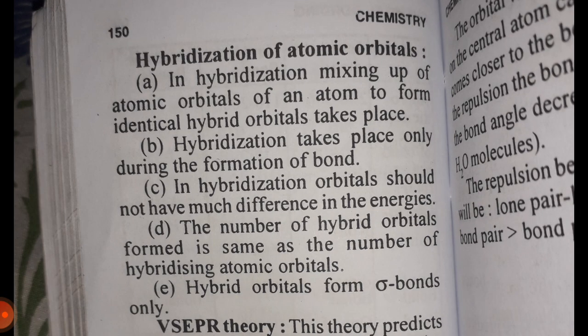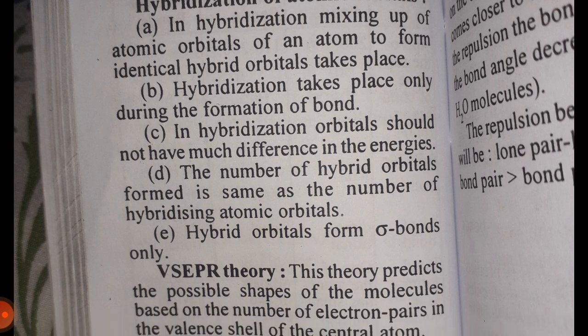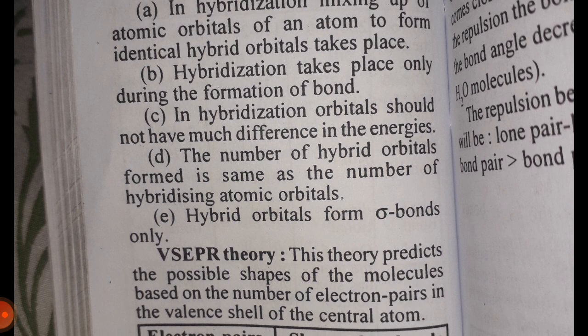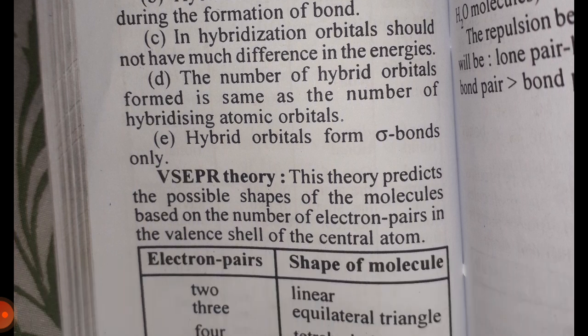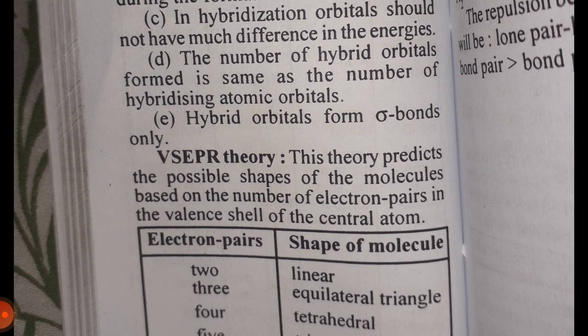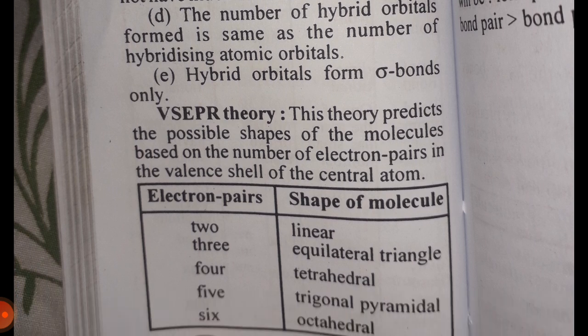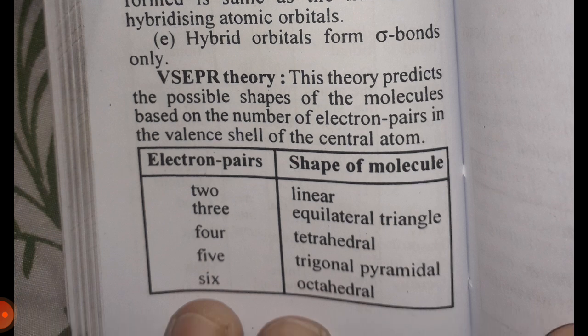Hybridization of atomic orbitals. In hybridization, mixing up of atomic orbitals of an atom to form identical hybrid orbitals takes place. Hybridization takes place only during formation of a bond. In hybridization, orbitals should not have much difference in energy. The number of hybrid orbitals formed is the same as the number of hybridizing atomic orbitals. Hybrid orbitals form sigma bonds only.